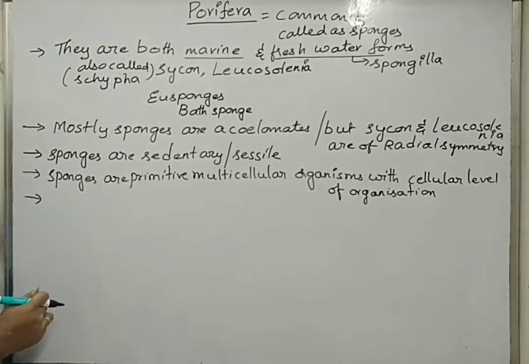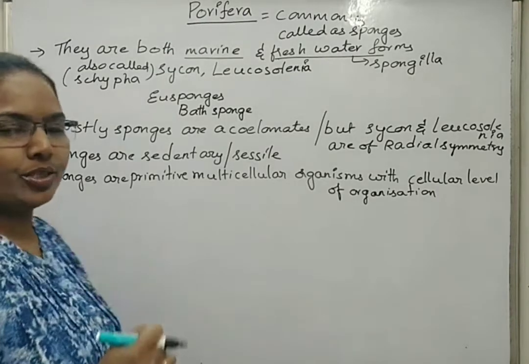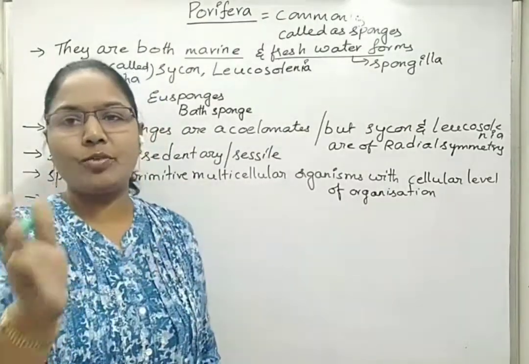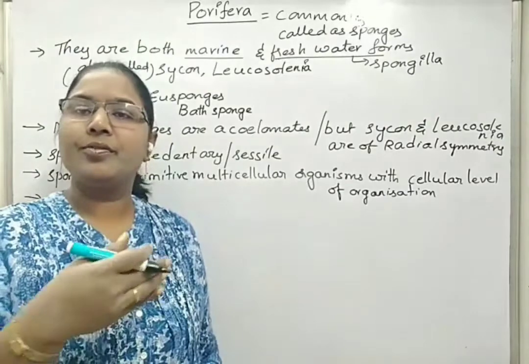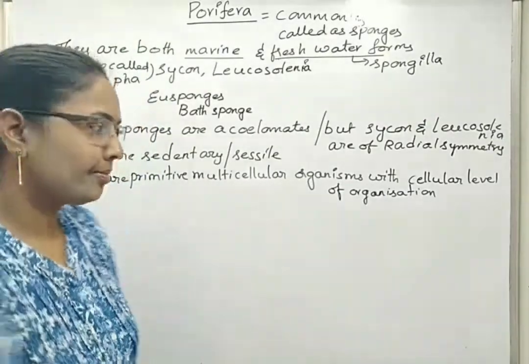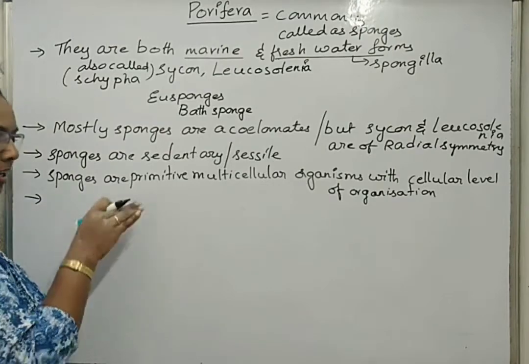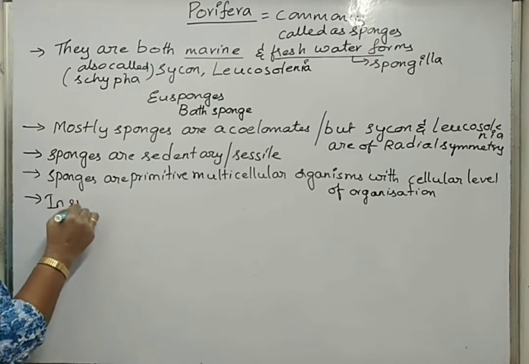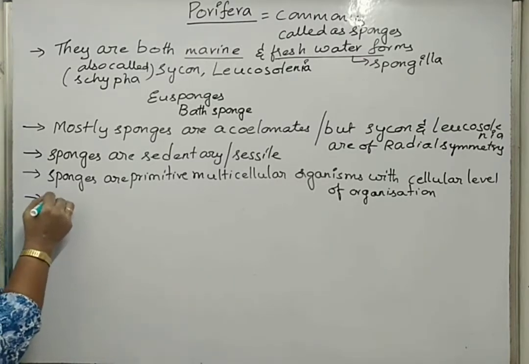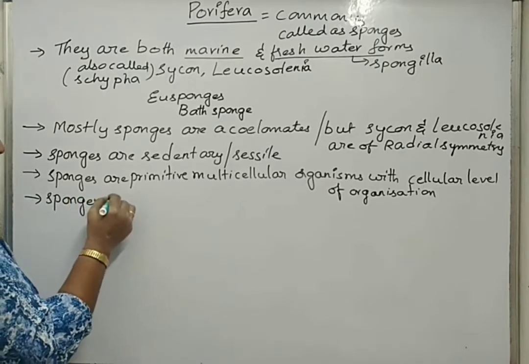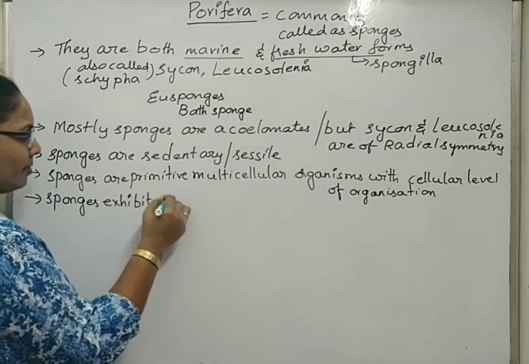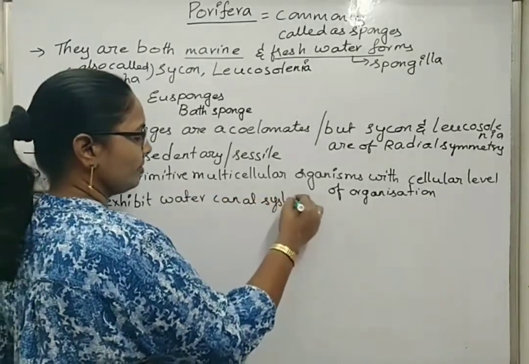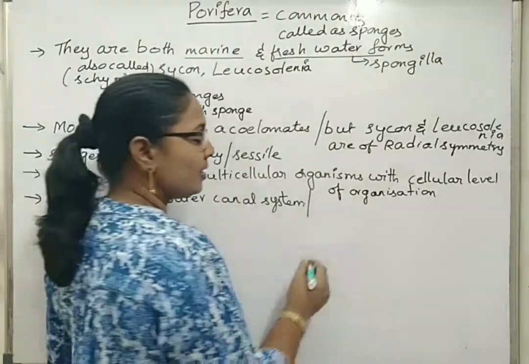Next, sponges have a water canal system, or water transport system. It means the entry of water into the body is by one way and the exit of the used-up water from the body is from another opening. We know that a canal goes from one side to the other side. In sponges also it is the same. So sponges exhibit a water canal system, which is also called the water transport system.